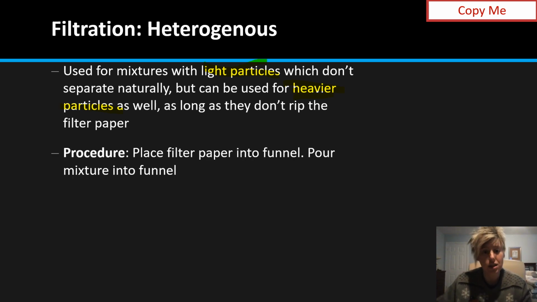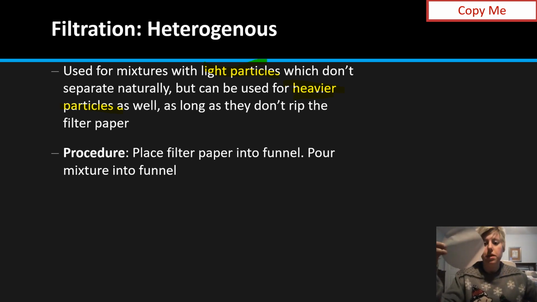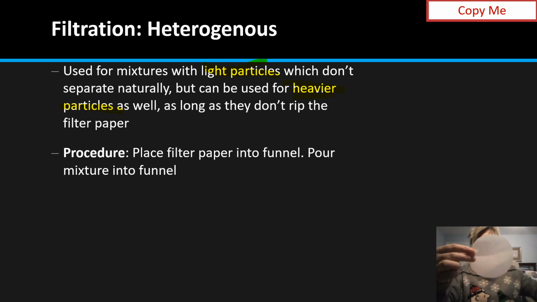Now, the procedure: place the filter paper into the funnel. You don't just place it, you have to fold it, and the way that you fold it is very specific. I'm going to take a piece of filter paper and show you how to do that. What I have right here is a piece of coffee filter paper. I cut it in the shape of the filter paper that you'll have in class. To fold this, the first thing I need to do, just like Miss Melanie said, is make the taco.